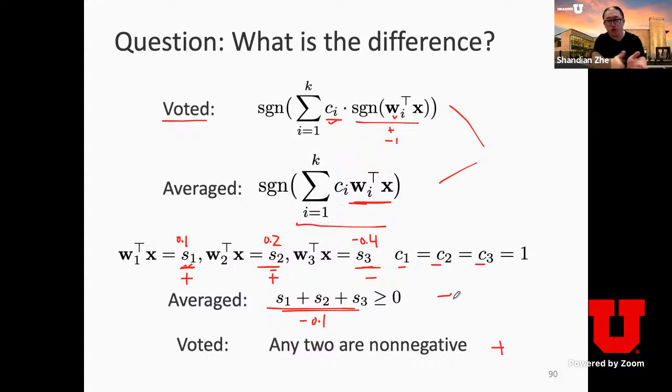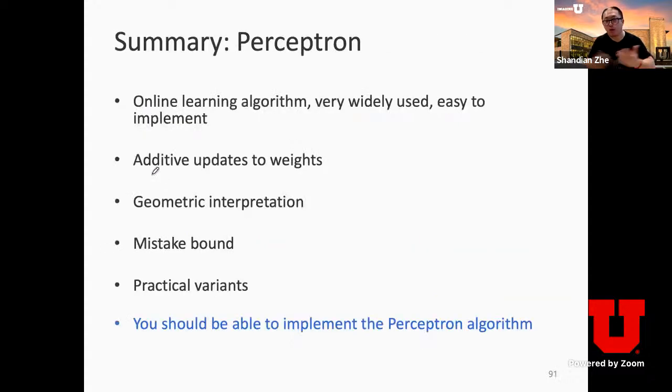So just to emphasize, there is a difference between the two, which is only in the final prediction rule. So now we have finished the discussion about perceptron. To summarize, perceptron is an online learning algorithm for linear classifiers. It's very widely used and very easy to implement. The weights are updated additively, and everybody should be clear about the rationale for why these updates are reasonable. We also have a geometric interpretation of the rationale behind perceptron updates, and it has a mistake bound which can estimate the number of mistakes before the convergence of perceptron.